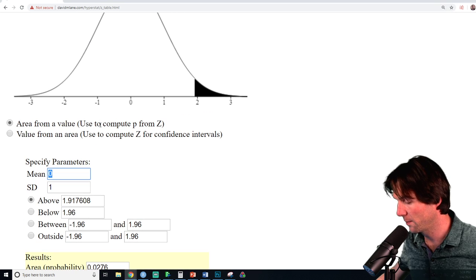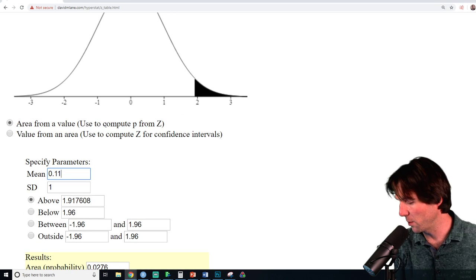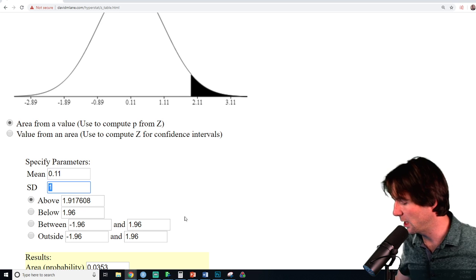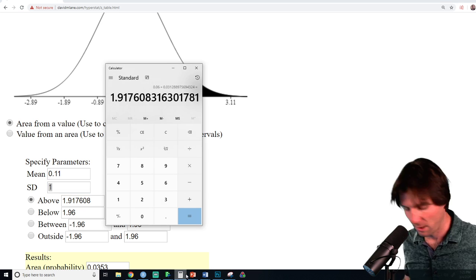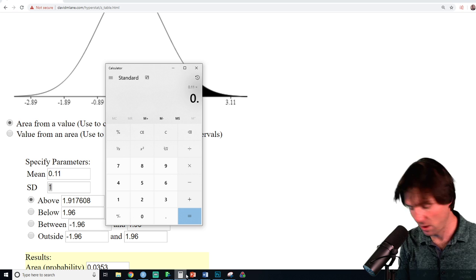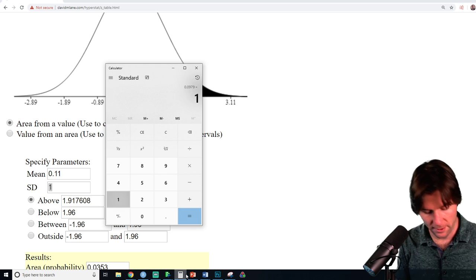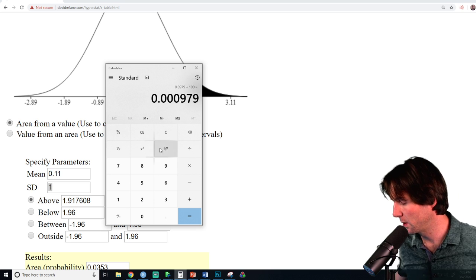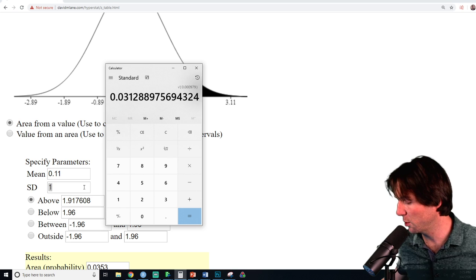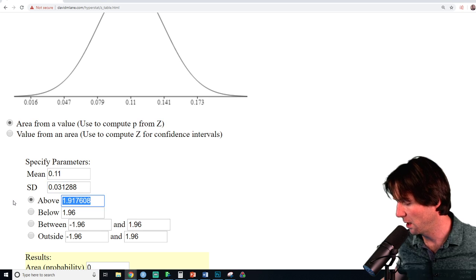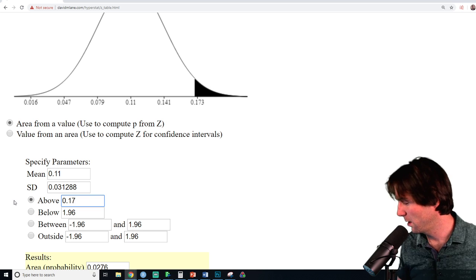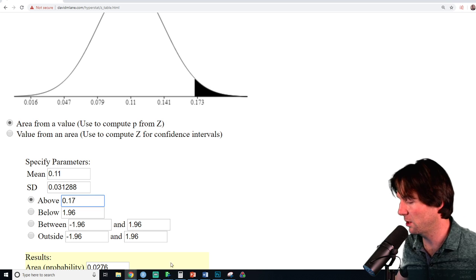You don't need to use the z-score. You could go here and put in a mean of 0.11 and a standard deviation of, we have to find it again, the square root of p times q over n. This is what I call the in-context version of the problem, the contextual version. And then we go above 0.17.